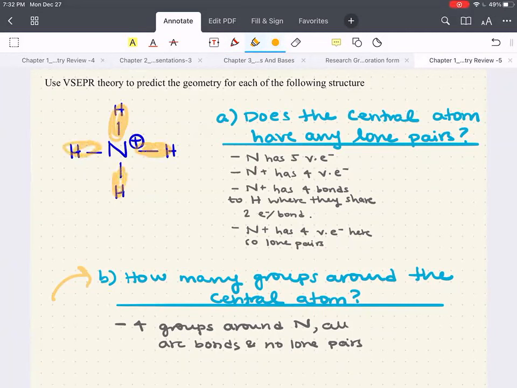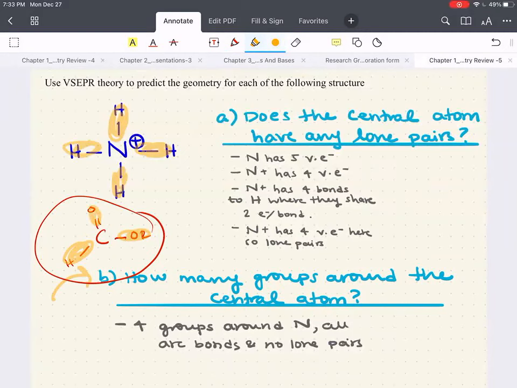Now, I want to quickly make note of something. The reason why I say how many groups or electron dense areas instead of bonds is because if you have, say, something that looks like this, all right, this is just random, okay? If you're trying to find the VSEPR theory for a molecule like this, you're going to ask yourself how many groups or how many electron dense areas are around this molecule. This is 1, this is 2, and this is just 3.